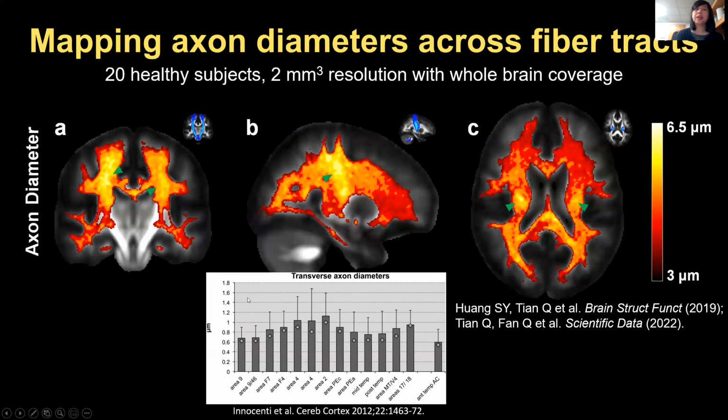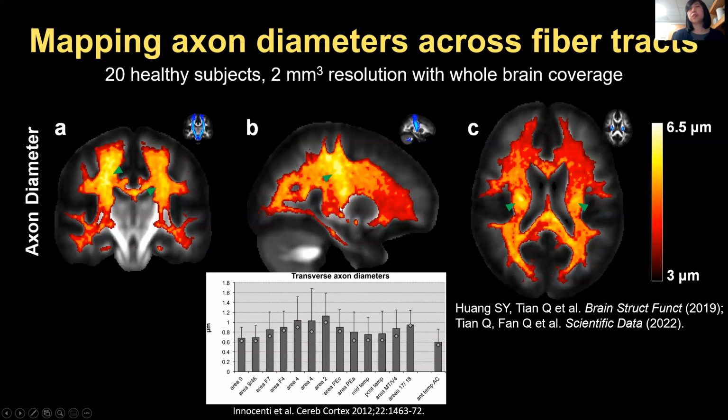So what we're seeing here is the initial mapping of axon diameter across fiber tracts in the whole brain of 20 healthy volunteers. We did this at 2 millimeters isotropic spatial resolution with whole brain coverage. And even with the first few volunteers, we started to see some very interesting patterns in terms of the relative axon diameter that was emerging in certain tracts.